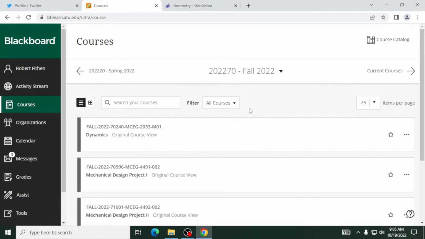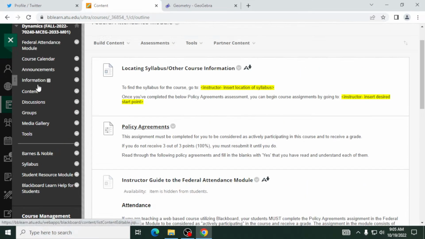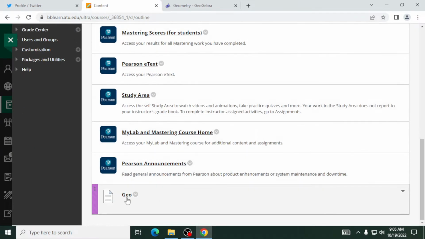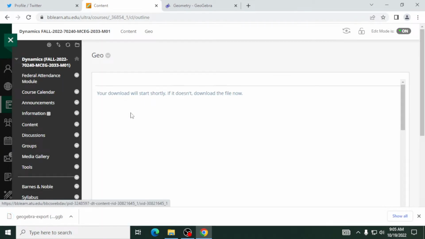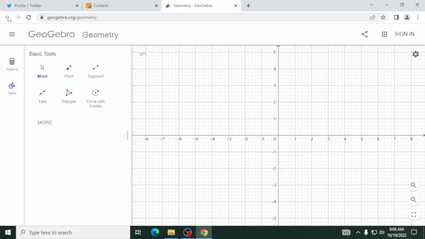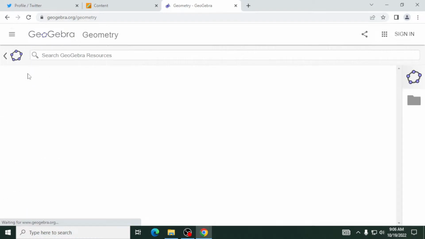So let's see. This is still dynamics, for what I know. Go to content at the very bottom. There's that file. Your download started shortly, but then if you click it, does it just open it? No, but I think I can load it in now. Let's see. Open.